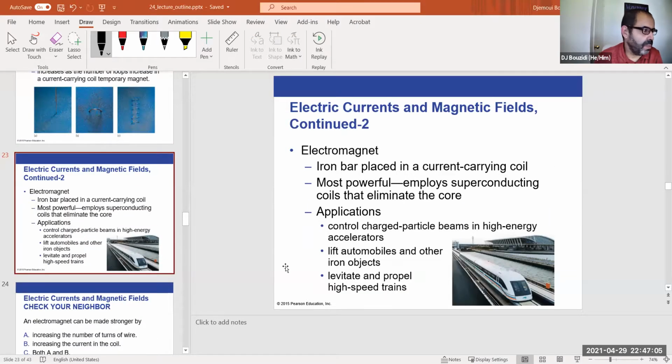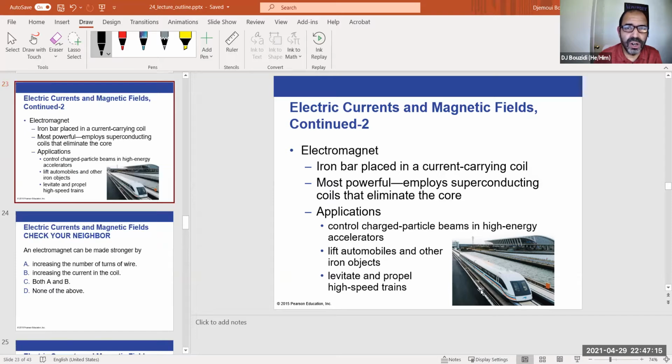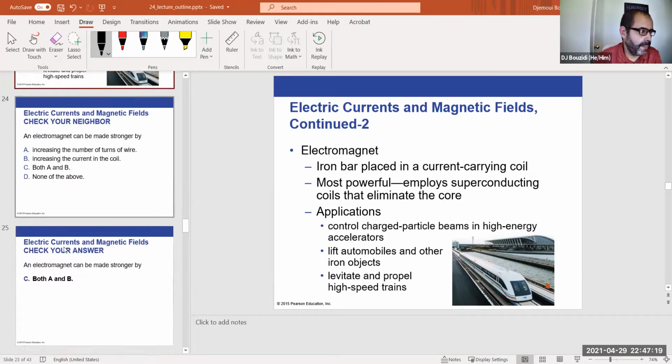Again, electromagnets are so powerful that they are actually used in levitating trains. So levitation here. They are actually very powerful, and the functioning of the whole train is being propelled and pushed by magnets.